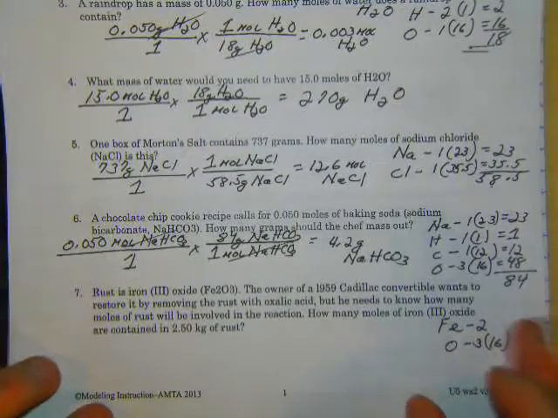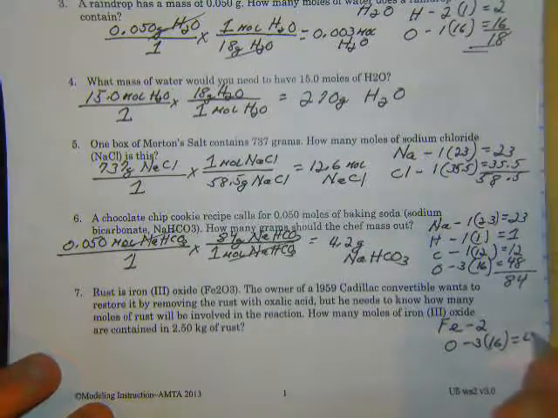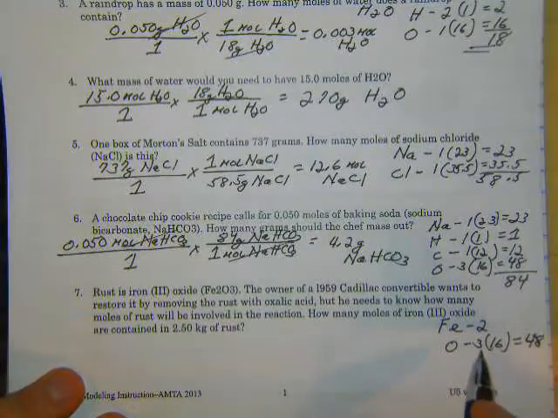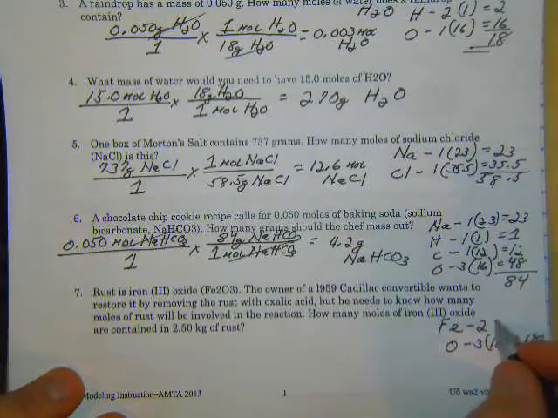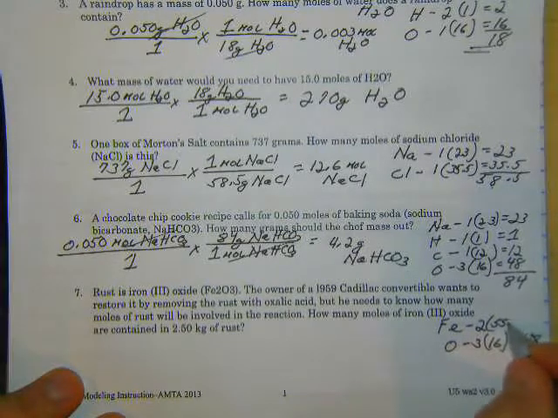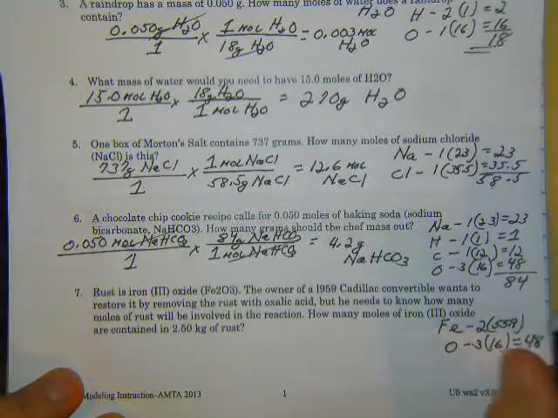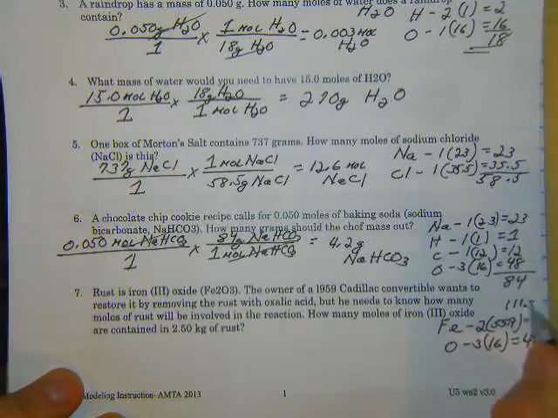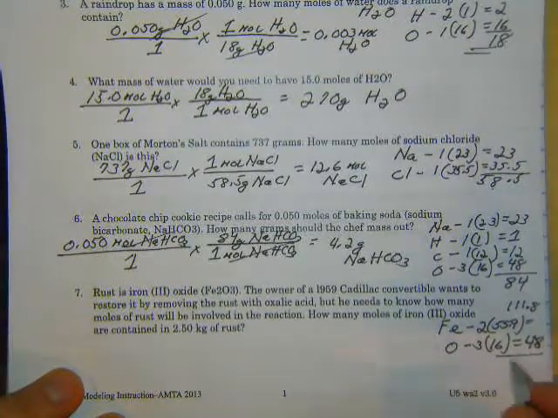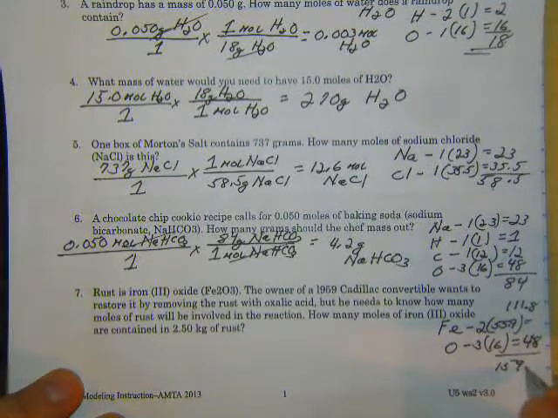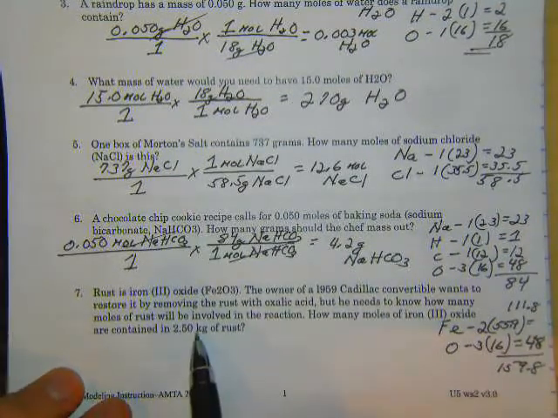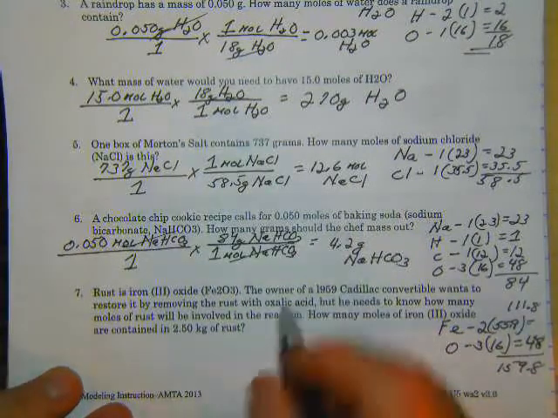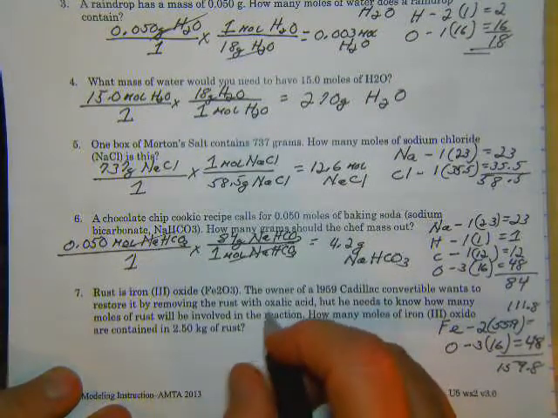Let me push that over a little bit. 48. Iron has a mass of 55.9, and if you multiply that out, that comes out to 111.8. My math is right. Add them together, 159.8. We have 2.5 kilograms of rust, so we probably should convert that to grams. We can do that pretty easily.